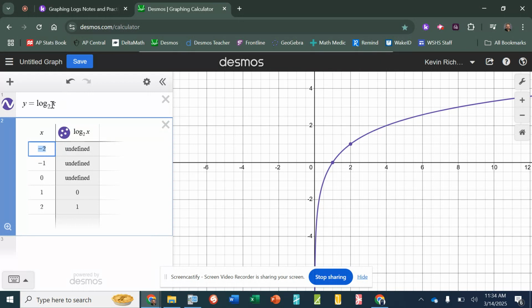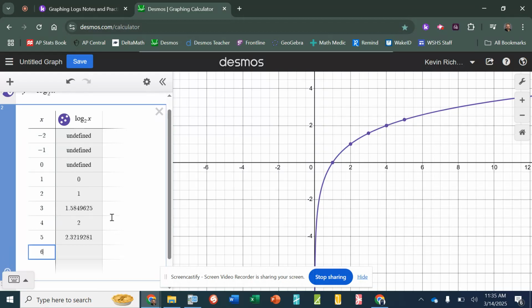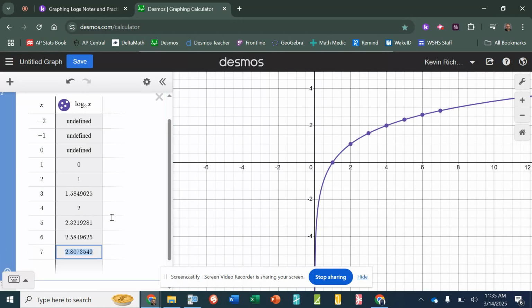Well, that's what's happening here because we have x. And so that's why it's saying undefined, undefined, undefined, because we're giving it values of x that, when I finish simplifying it, in this case there is no simplifying, I'm taking the logarithm of something that I cannot use. It's undefined. So if you wanted some more points to graph, you could do 3, 4, 5, 6, 7, 8, and that's probably enough.